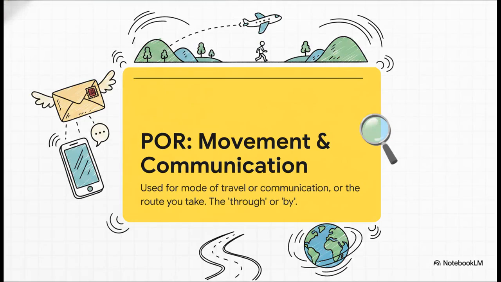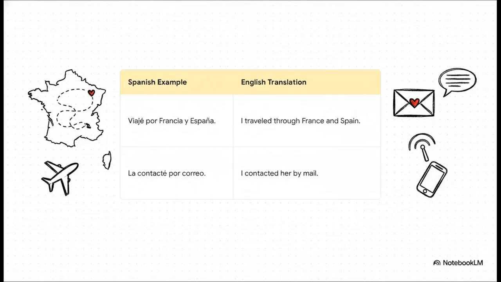Next up, por is all about movement and methods. This could mean moving through a physical space, like walking through a park or traveling through a country, or it could be the means by which you communicate, like by phone or by mail. And we've got two perfect examples of this right here. Viajé por Francia y España. You're moving through those countries. And la contacté por correo. The mail is the method, the channel by which you contacted her. It's the journey the message took.